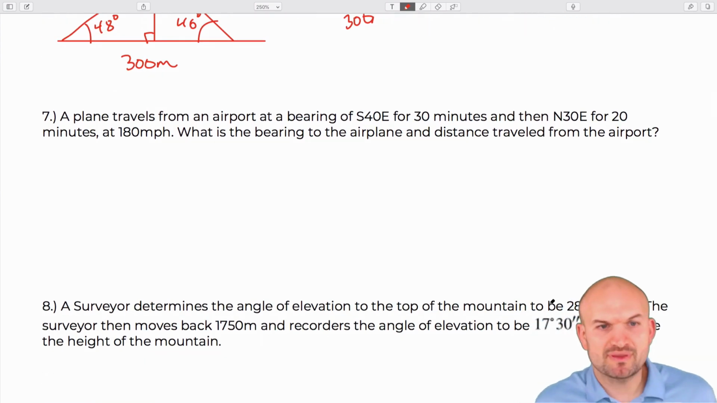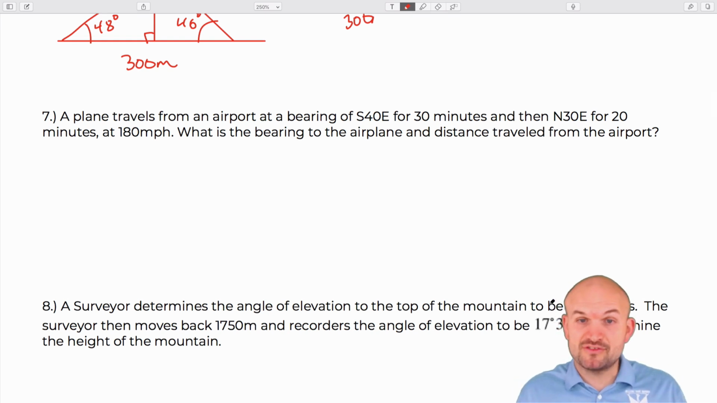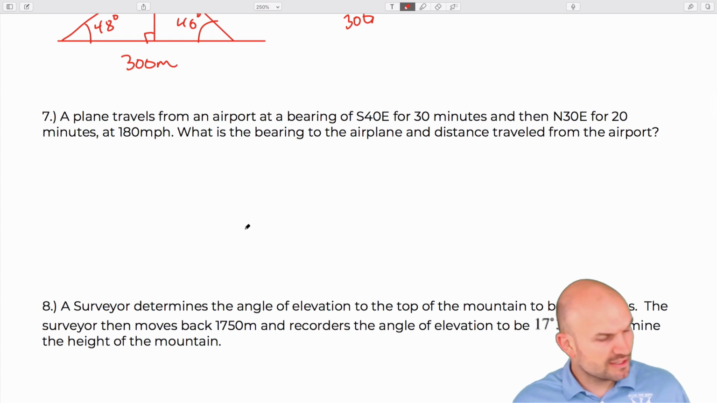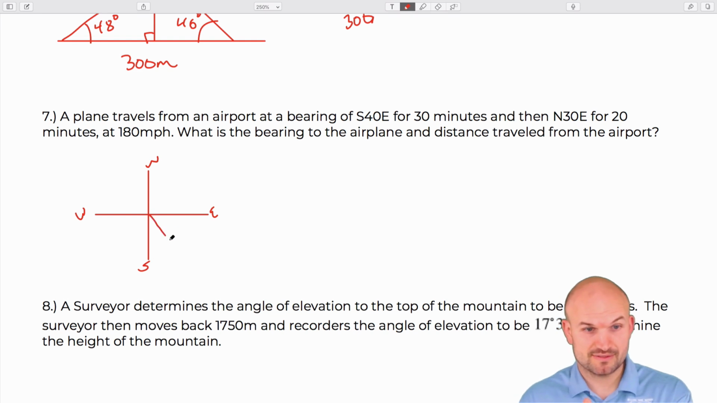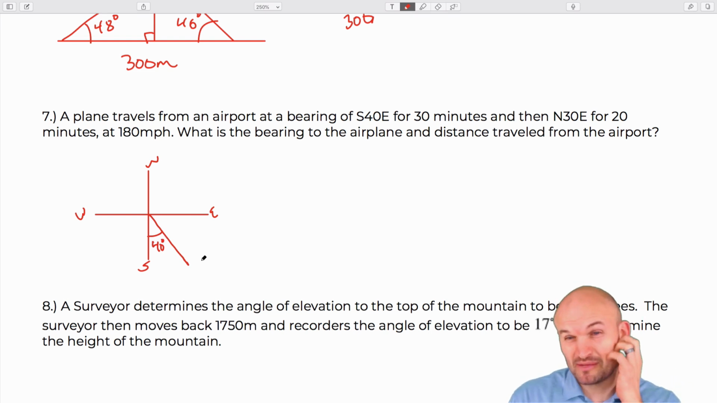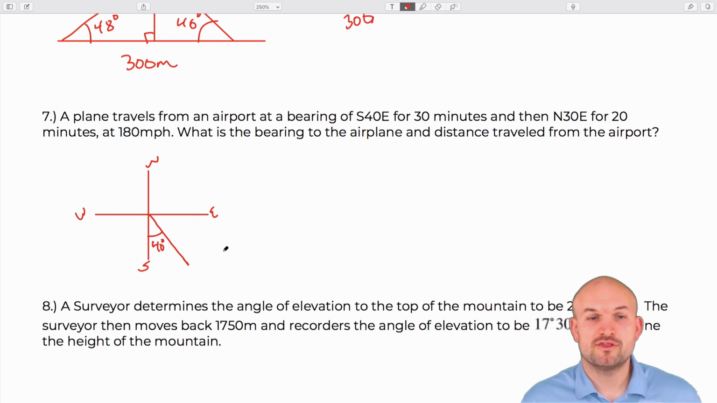All right, the next one says a plane travels from an airport at a bearing of south 40 degrees east for 30 minutes. So again, the important thing to look at is that we have a bearing. So let's go ahead and draw our compass heading. That's going to be north, east, south, west. So we're going to go south 40 degrees east. It's going to look something like that. So you're going to do that for 30 minutes, and then you're going to do north 30 degrees east.